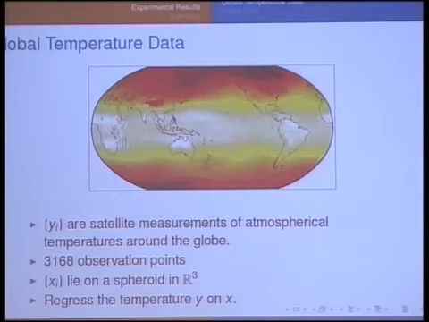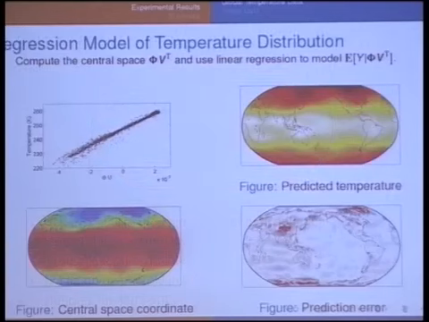All right, so here's another instance. This is a real-life application of this idea. We've taken temperature data from around the globe, 3,000 observation points. That's the y variables. The x's are simply wherever they were sampled on this object, which is a spheroid in R3. And we want to regress the temperature onto x. Obviously we want to do this respecting the fact that this is a spheroid.